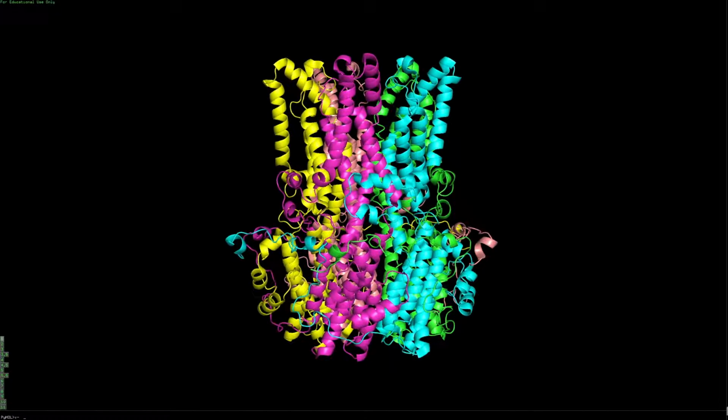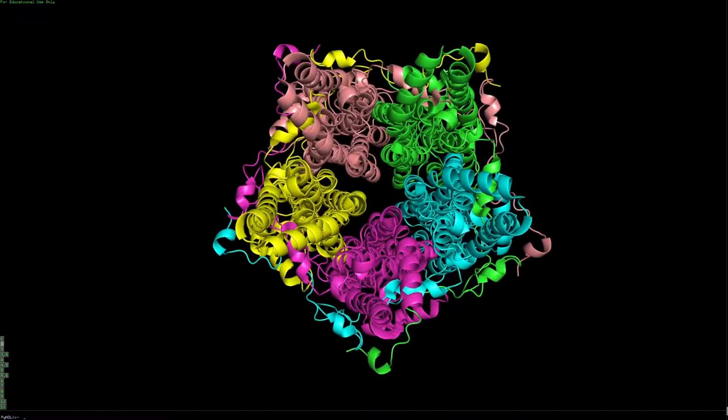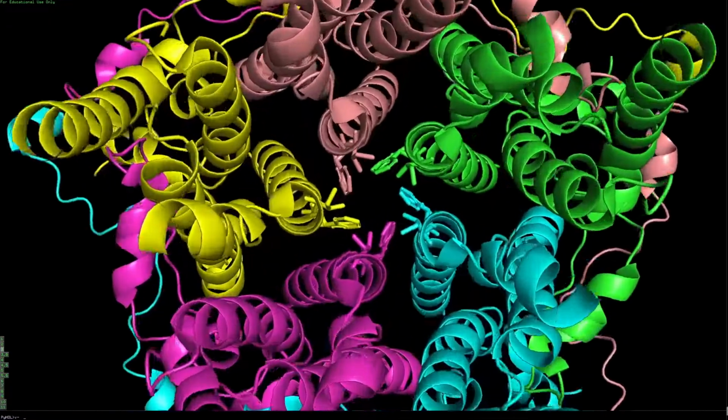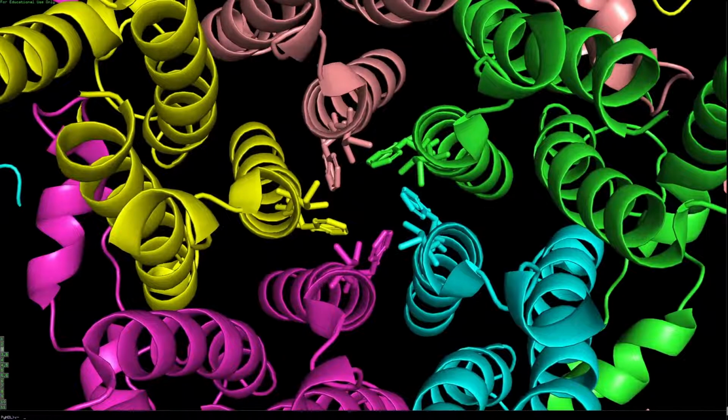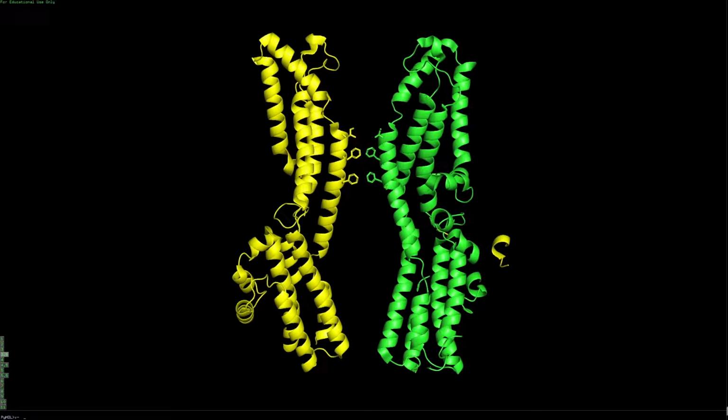Now we rotate the protein 90 degrees and look down the pore from the extracellular space. Each chain has 3 hydrophobic amino acids that stick into the pore, that act as a gate. Here's a view of these amino acids in 2 subunits, viewed from the plane of the membrane. Looking back down the pore, we will now color hydrophobic amino acids gray and hydrophilic amino acids blue.